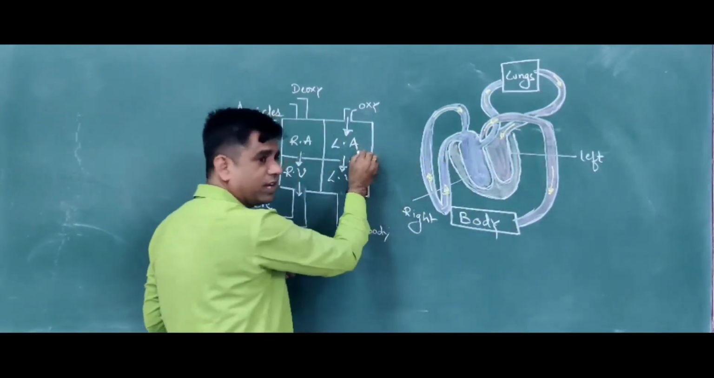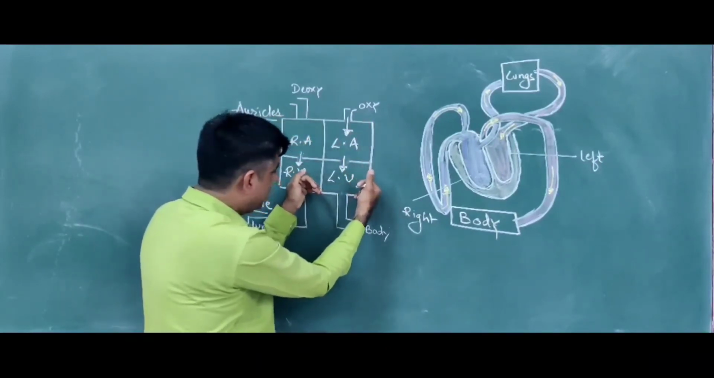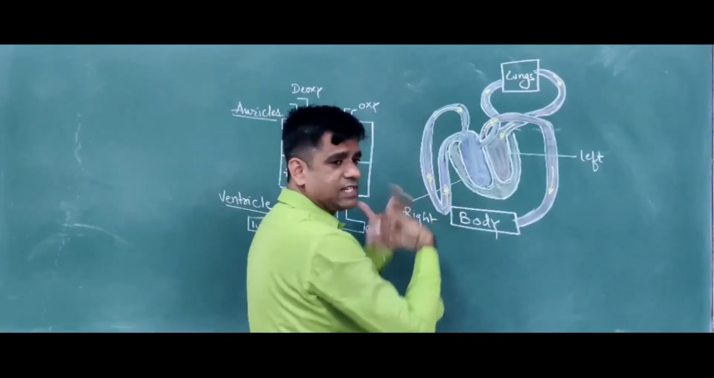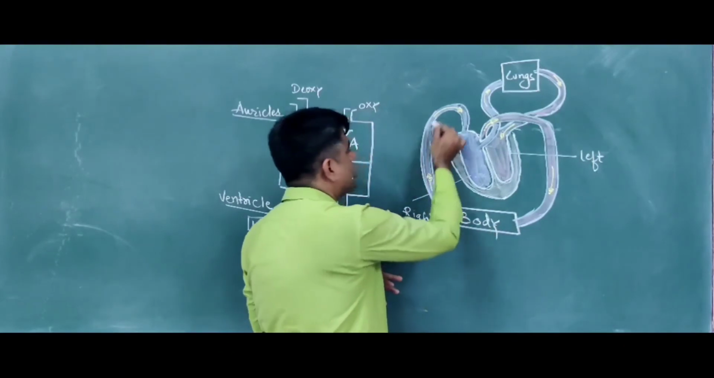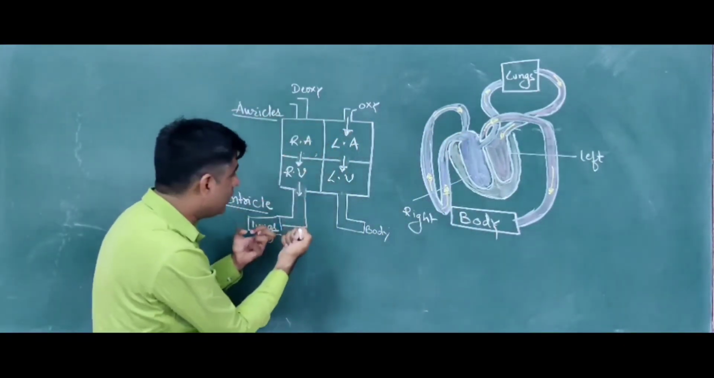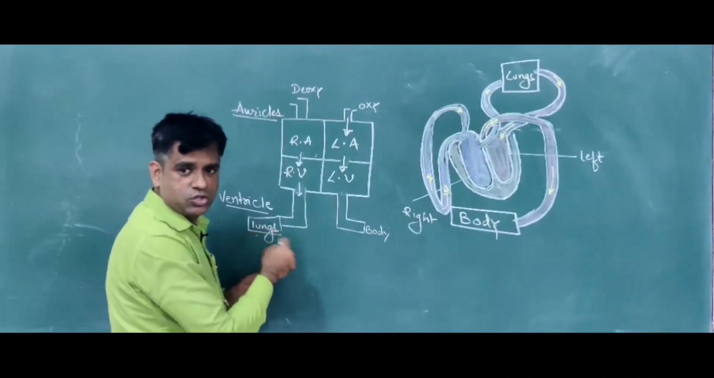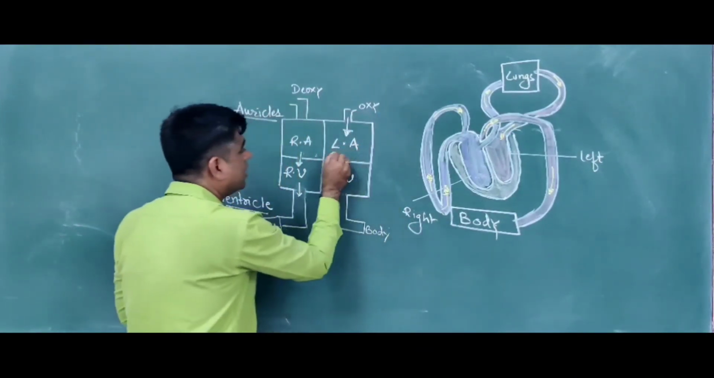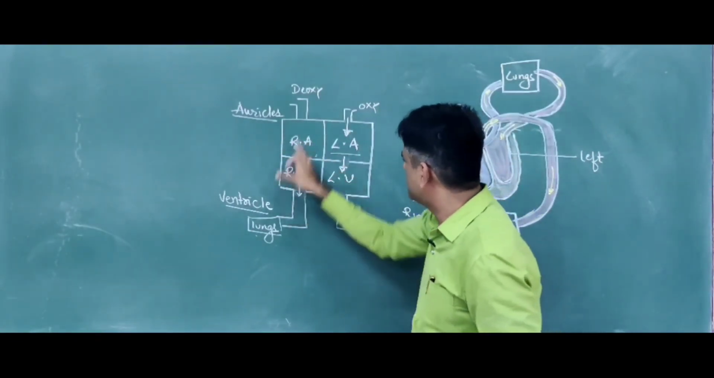So here you can see oxygenated blood comes from the lungs to your left auricle. The left auricle receives the oxygenated blood, puts it into the left ventricle, which pumps it throughout the body, and the body utilizes all the oxygen. It becomes deoxygenated, then enters your right auricle. From right auricle, it enters your right ventricle. From right ventricle, it will go into your lungs. In the lungs, it will get oxygenated and come back into your left auricle. So this is how the heart is going to pump your blood.